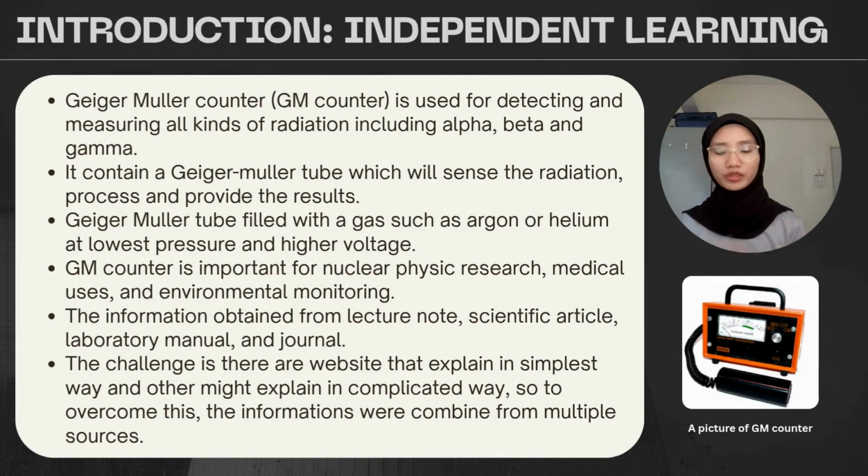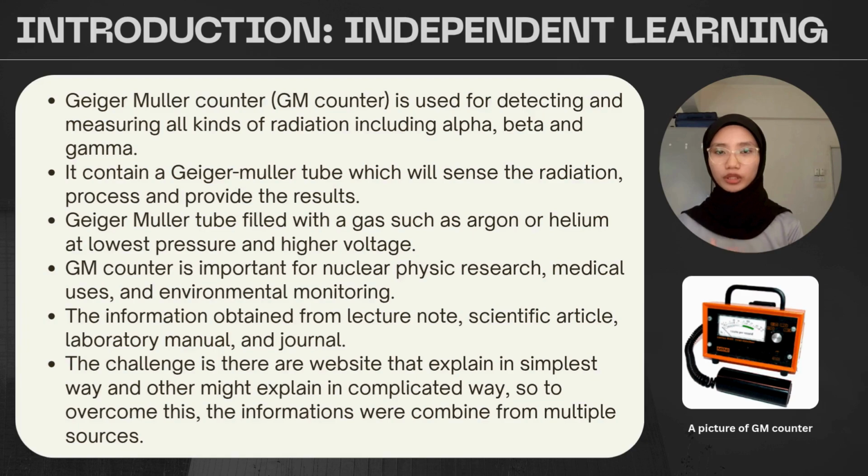So we will start with the introduction first. Geiger-Müller counter, or we call it GM counter, is used for detecting and measuring all kinds of radiation, including alpha, beta, and gamma. It is widely used in the nuclear industry for many years. In the GM counter, it will contain a Geiger-Müller tube, which will sense the radiation, process, and provide the results. The Geiger-Müller tube is filled with a gas such as argon or helium at the lowest pressure and at the highest voltage.